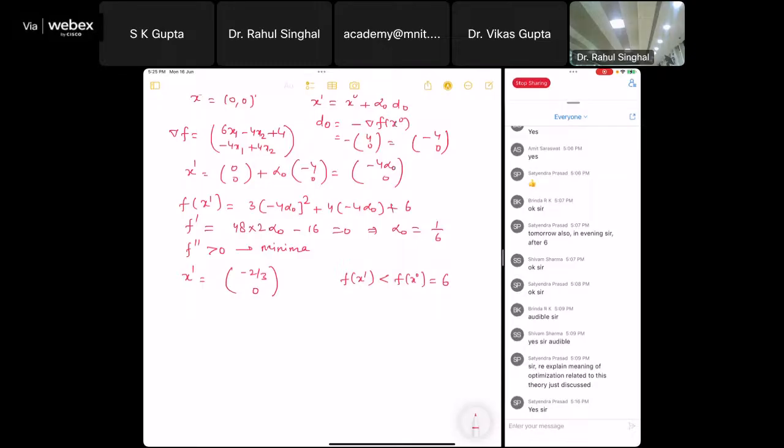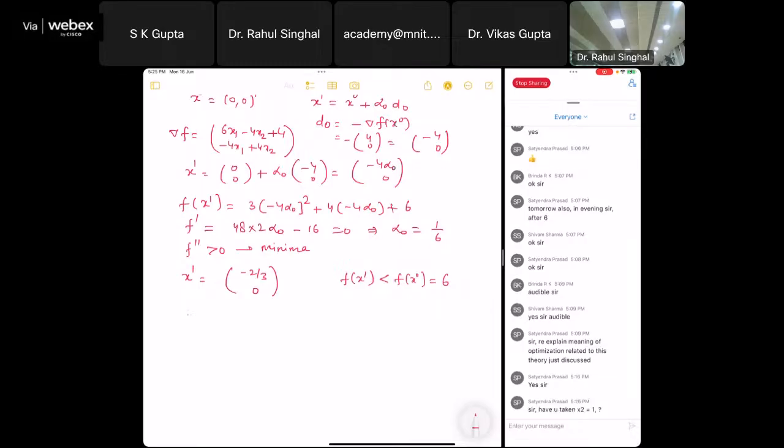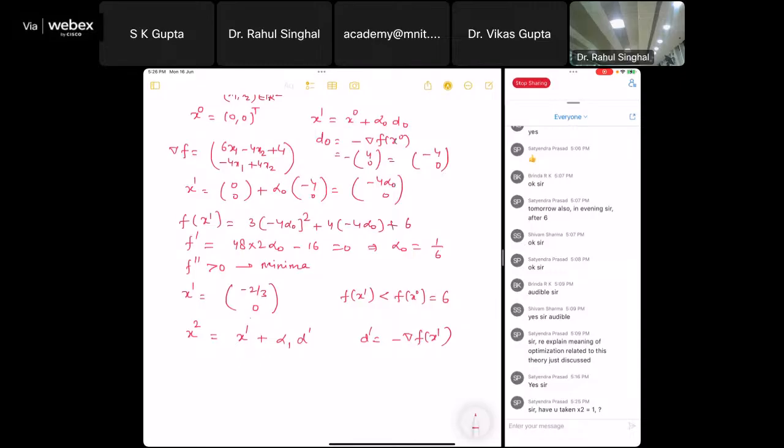Similarly, if one is interested to get closer and closer to the optimal solution, then he can go for the next iteration x2, and he can find x2 as x1 plus alpha 1 d1, and d1 will be nothing but negative of gradient of f at x1 again. Gradient of f, you can find out at this point x1, and again you will find alpha 1, the optimal step length, using the same procedure, and you can find x2.